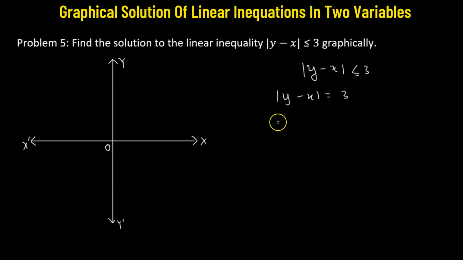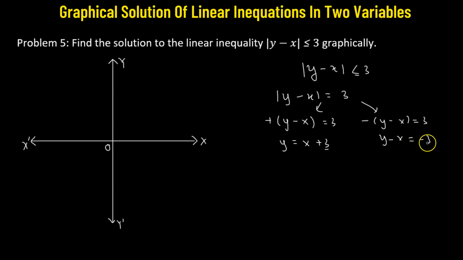Now this is going to give us two cases. The first case is positive y minus x equals 3. This gives us one equation, which we can rewrite as y equals x plus 3, in slope-intercept form, where the slope of the line is 1 and we have a positive y-intercept. The other case is negative of y minus x equals 3, so y minus x equals negative 3. So y equals x minus 3, which means we have a positive slope but a negative intercept. So let's try to plot the straight lines.